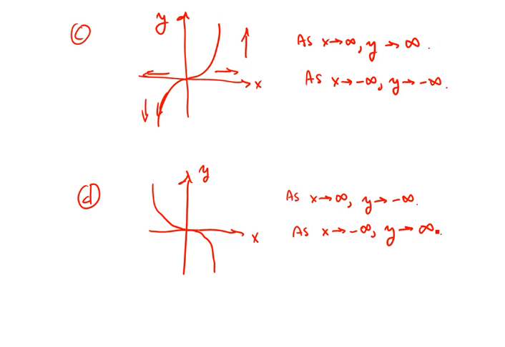And so these four examples are important, and they illustrate the four basic possibilities for the end behaviors of power functions or polynomial functions more generally.